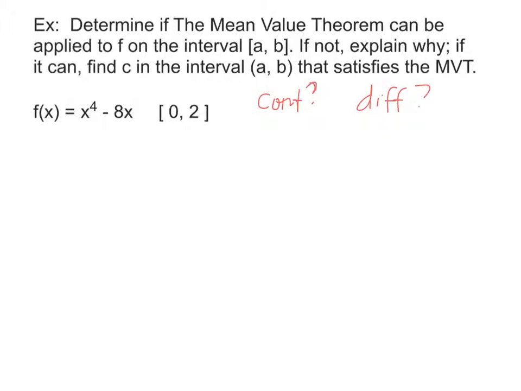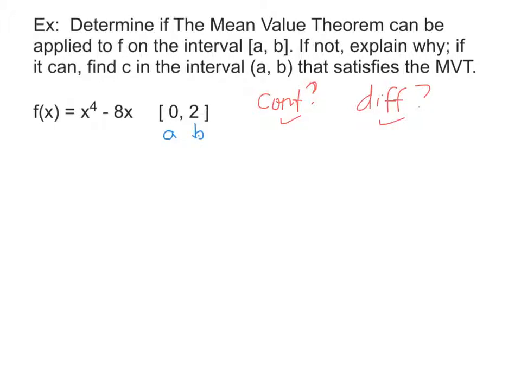Okay, so this is x to the fourth minus 8x. This is a polynomial. Polynomials are indeed continuous, so no problem there. Differentiable. This isn't going to have any sharp turns or any jumps or steps or anything like that. So yes, differentiable also. So, no issues there. So, let's now go ahead and use our mean value theorem. Erase this. So, we've got 0 is going to be our A, 2 is going to be our B.